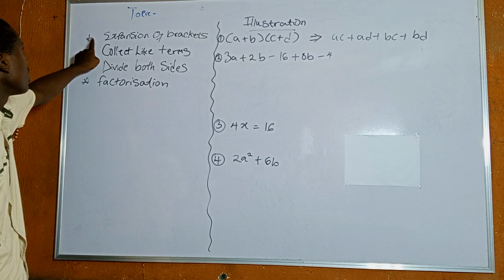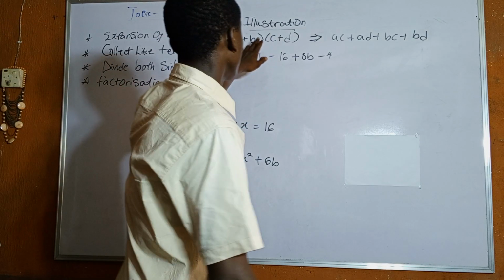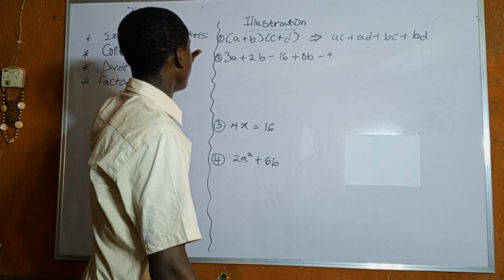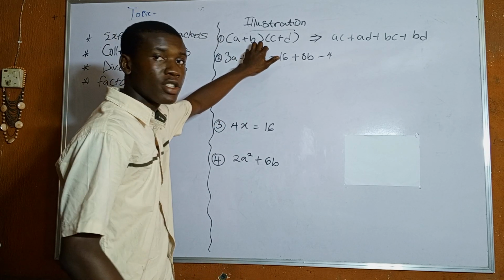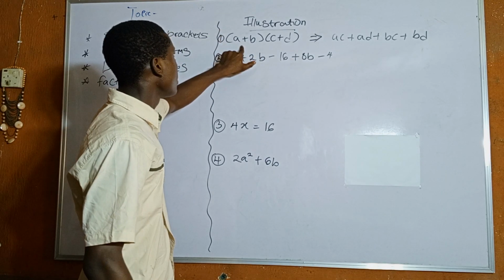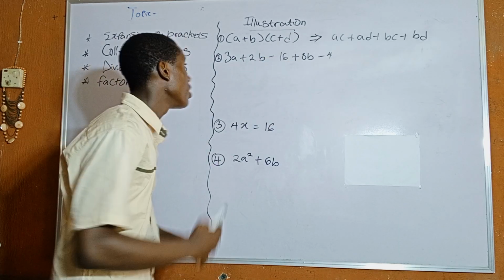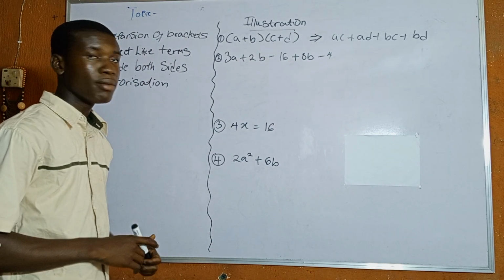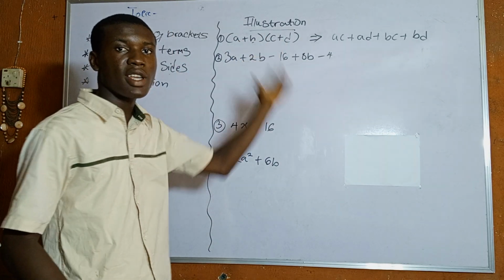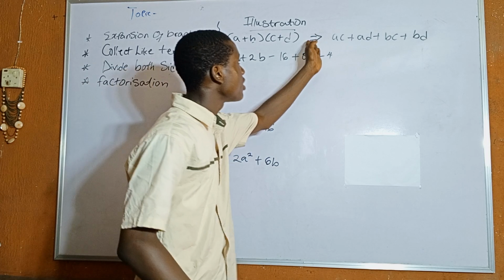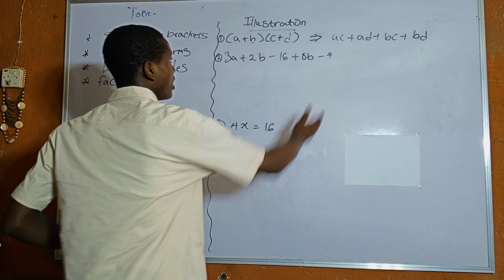So for the first terminology, we have expansion of brackets. Now, for the illustration, here we have a bracket expression: open bracket a plus b close bracket, open bracket c plus d close bracket. What expansion of brackets simply means is to remove all brackets from the expression and convert it to just a simple straight line expression, just as we did here.